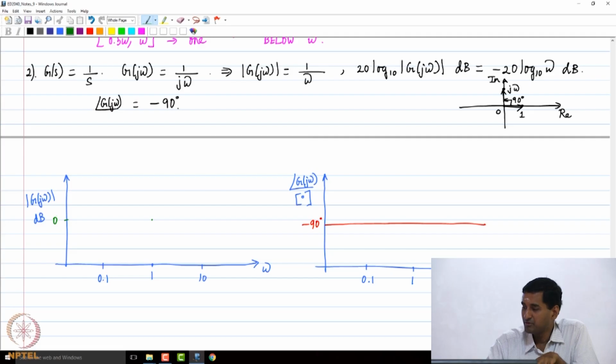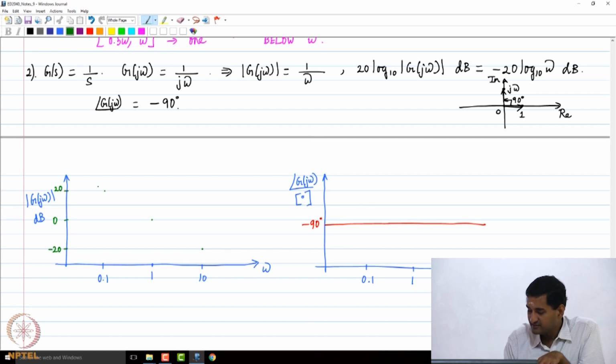Now let's say you substitute omega equals 10, what do we get as decibel measure? We get minus 20. So at omega equals 10, I get the value as minus 20, and let's say I substitute omega equals 0.1, what do I get? Plus 20. So at omega equals 0.1, I get plus 20.